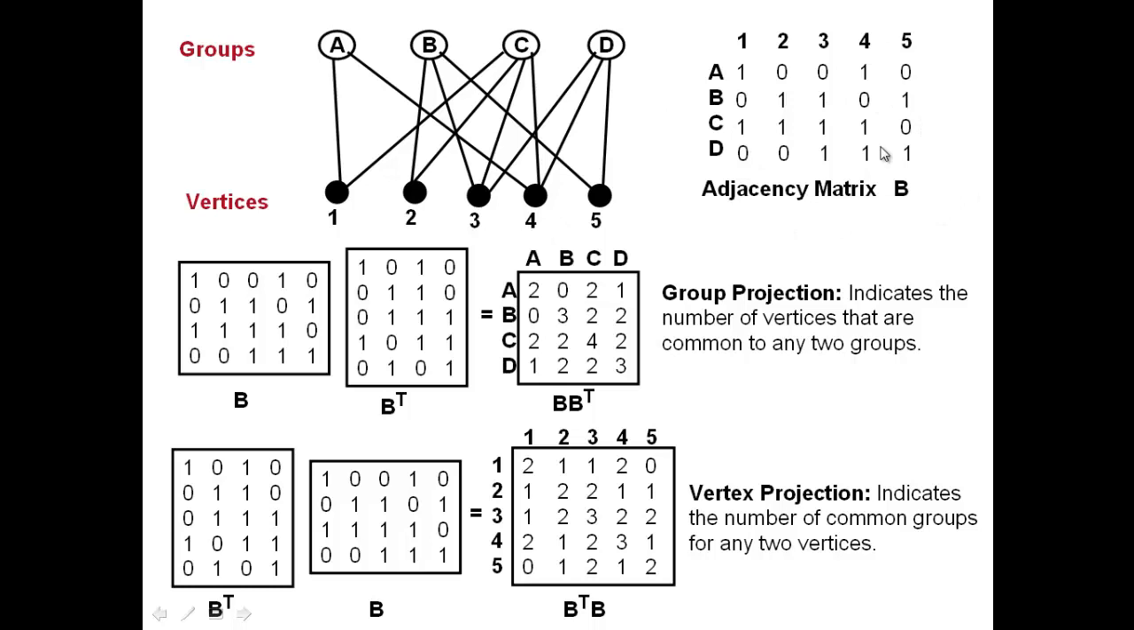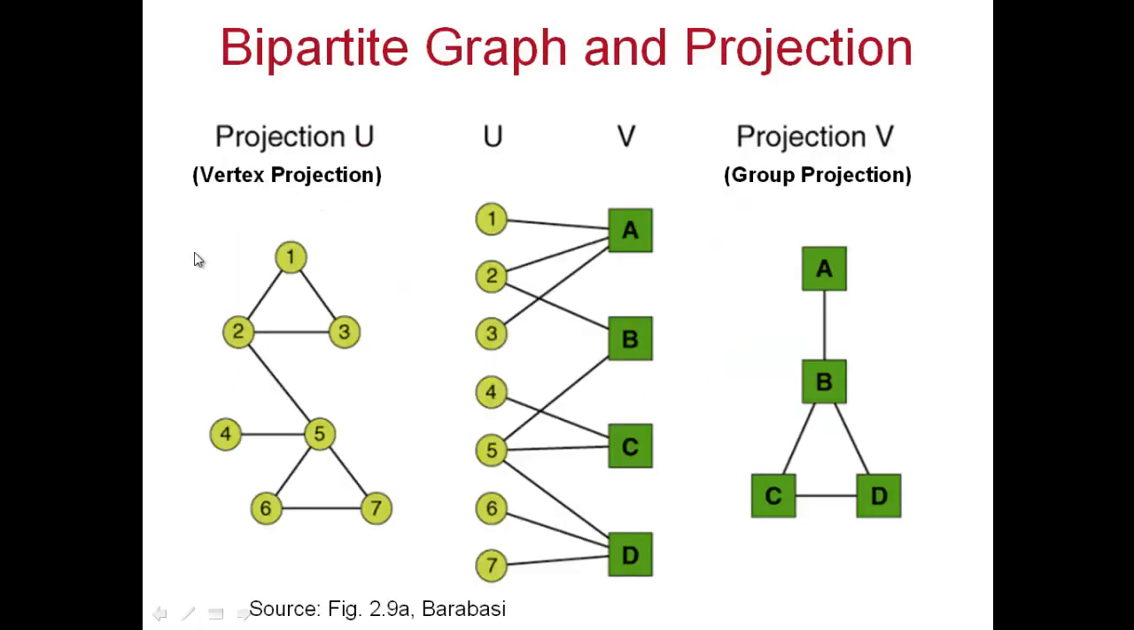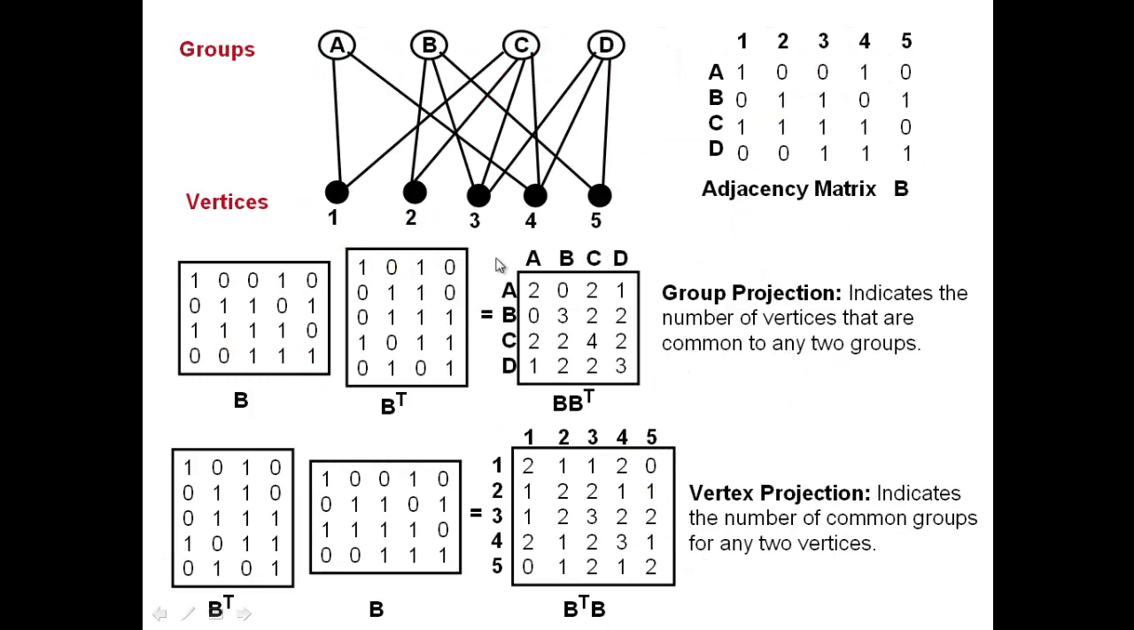So once we build the adjacency matrix, we can do what is called vertex projection and group projection. Let us do the vertex projection first. Vertex projection means we want to build a graph involving only the vertices. There are 5 vertices, so you want a network of 5 vertices. That's what you want to build.